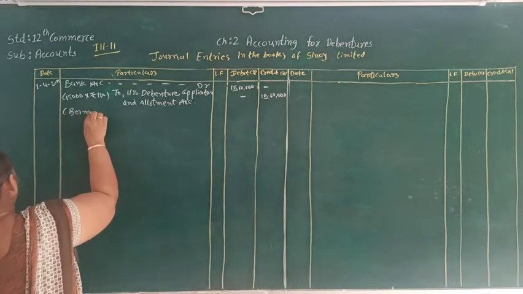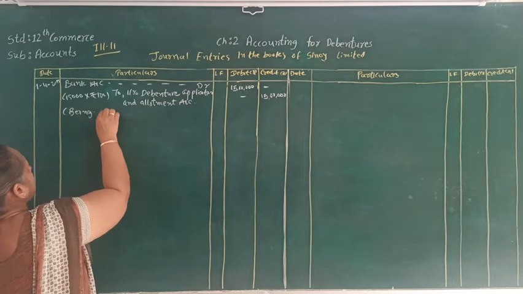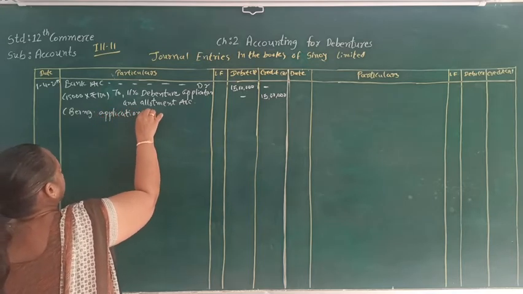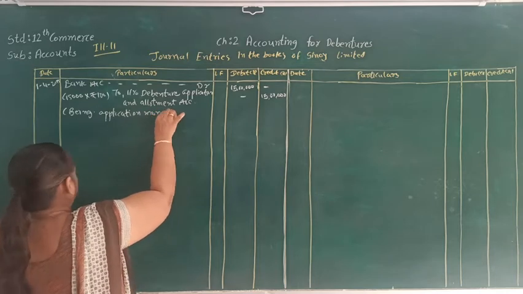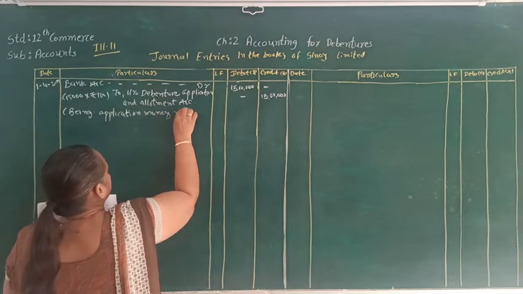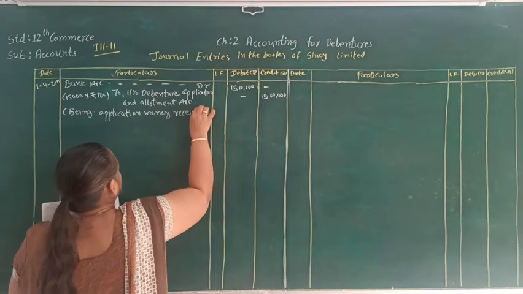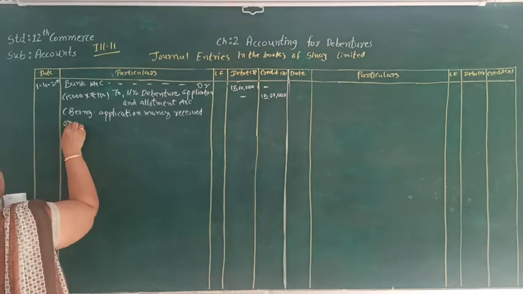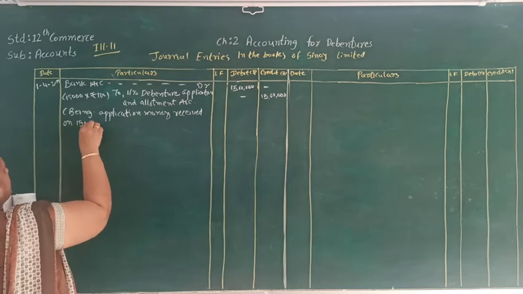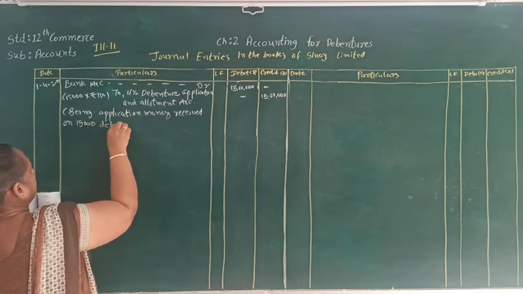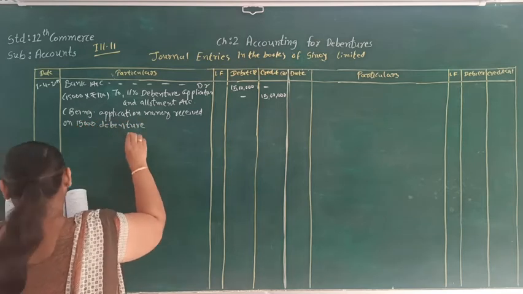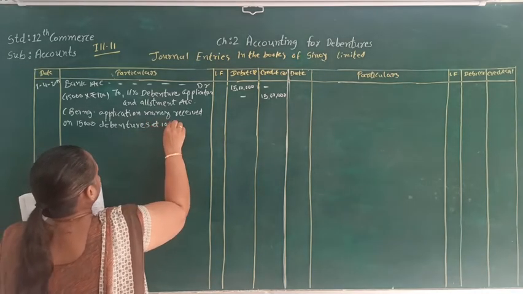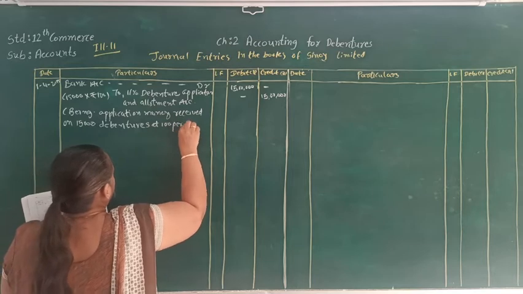Being application money received on 15,000 debentures at rupees 100 per debenture.